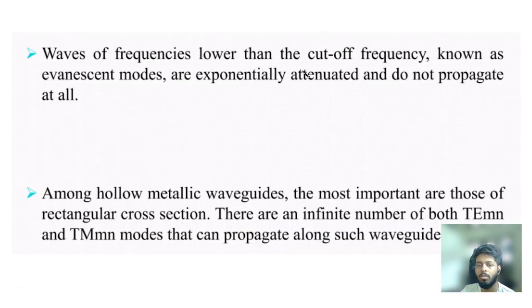Waves of frequencies lower than the cutoff frequency, known as evanescent modes, are exponentially attenuated and do not propagate at all. Among hollow metallic waveguides, the most important are those of rectangular cross-section. There are an infinite number of both TE m,n and TM m,n modes that can propagate along such waveguides.